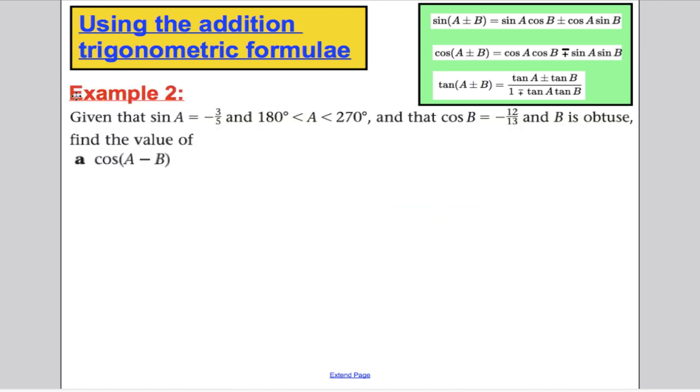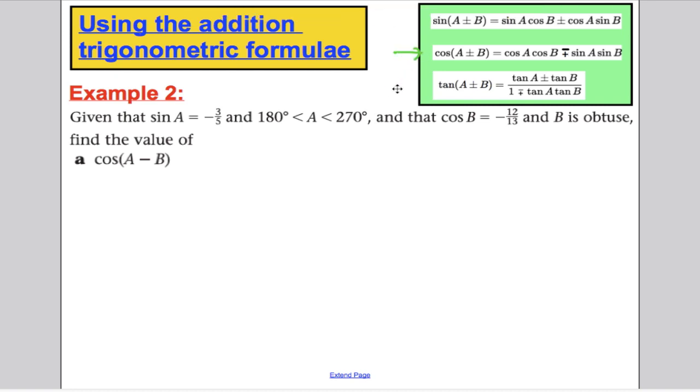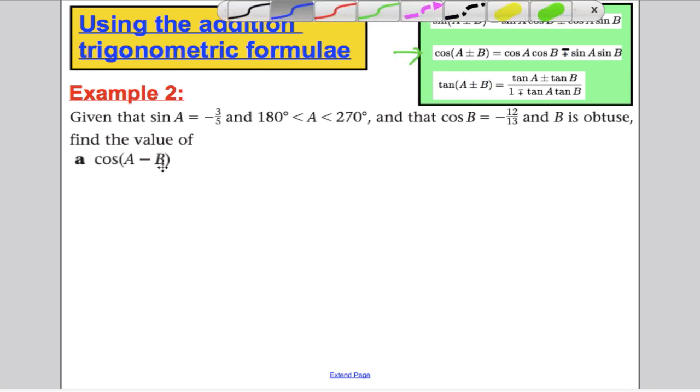Okay, here's another type of example of question that's quite common. It tells us that sine A is negative 3/5 and A is a reflex angle, and it tells us that cos B is negative 12/13 and B is an obtuse angle. It asks us to find the value of cos A subtract B. So we're going to use our double angle formulae, and we're going to use one of these ones here. Let's just write it out to start with.